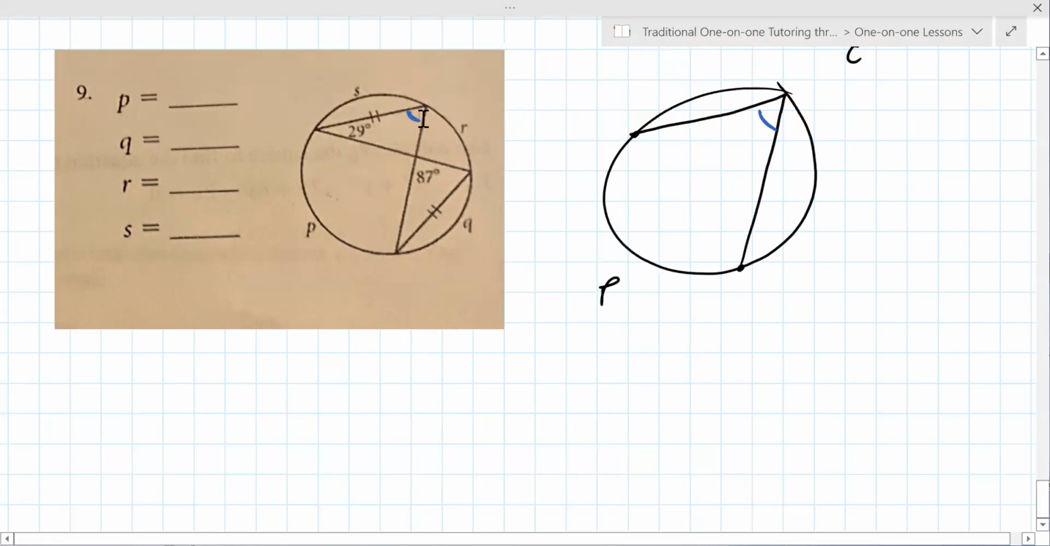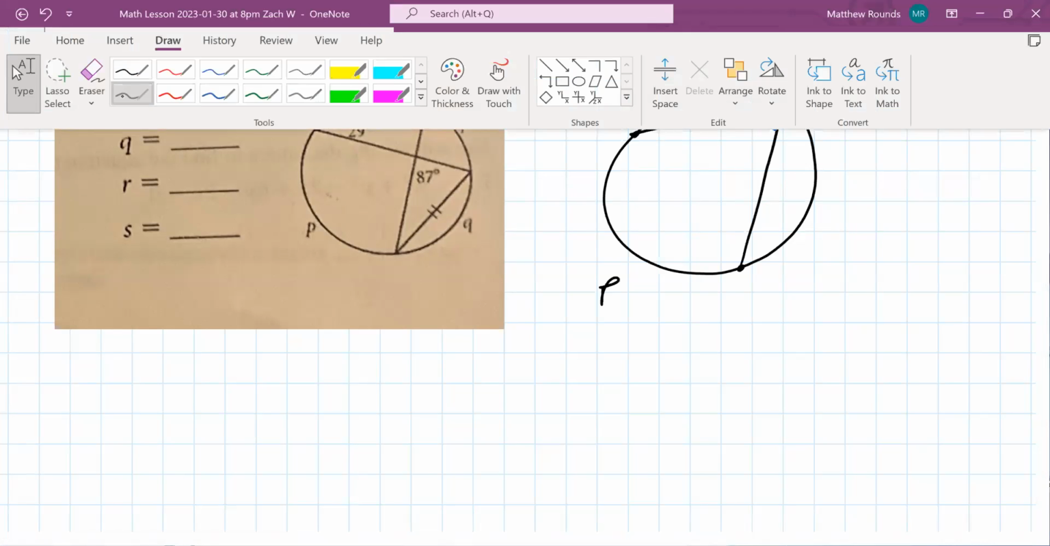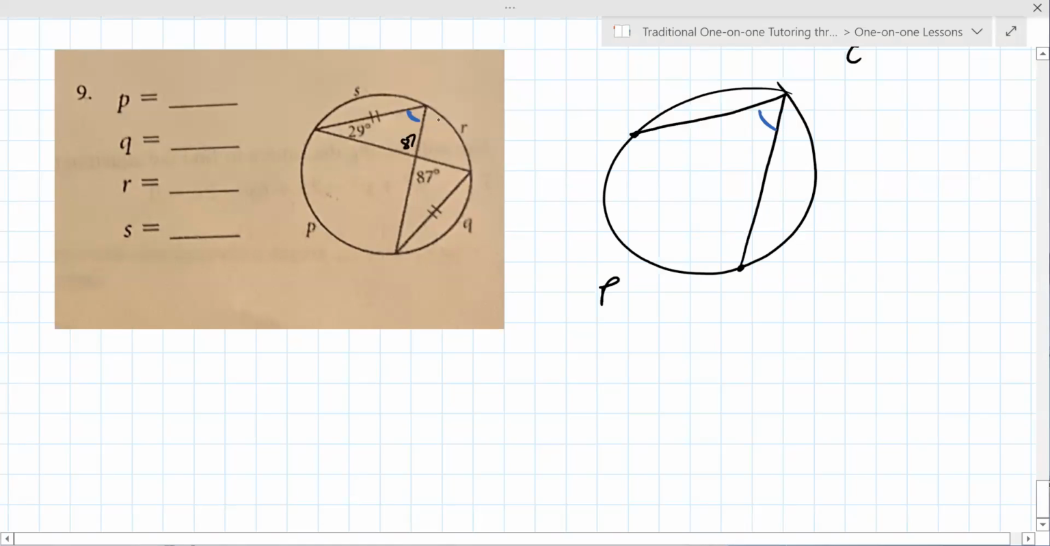One way to look at these problems is if I could find this blue thing, then I could find P. What do I need to find the blue? It'd be really nice if I knew the angle here. What kind of angle is that? Vertical, and that means it's just 87 right there, correct? Yes. And what do you know about the triangle?